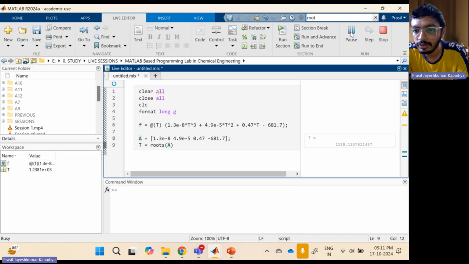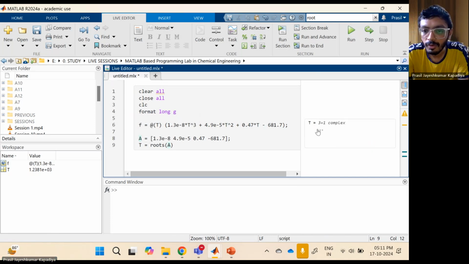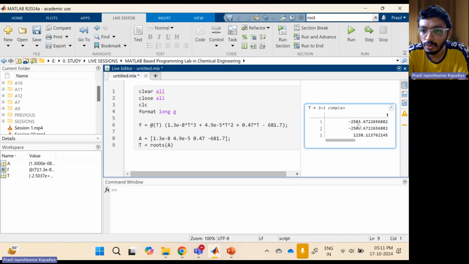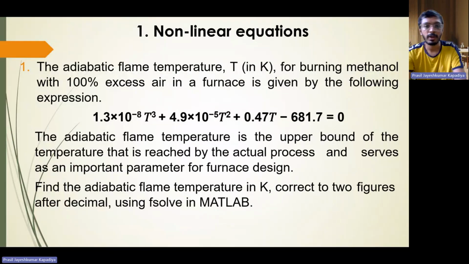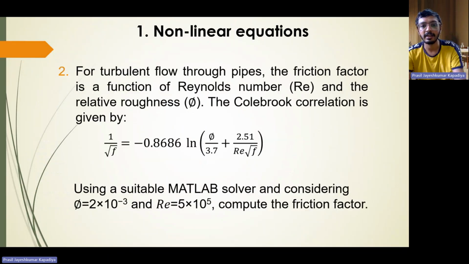So I provide this, and I will have three solutions. Which are these three solutions? Two are negative and equal, and one is 1238.11. So our correct answer is this. Roots we can only use when we have some kind of polynomial. I hope you all remember how we did this. Now let's move on to the next problem of the nonlinear equations category.